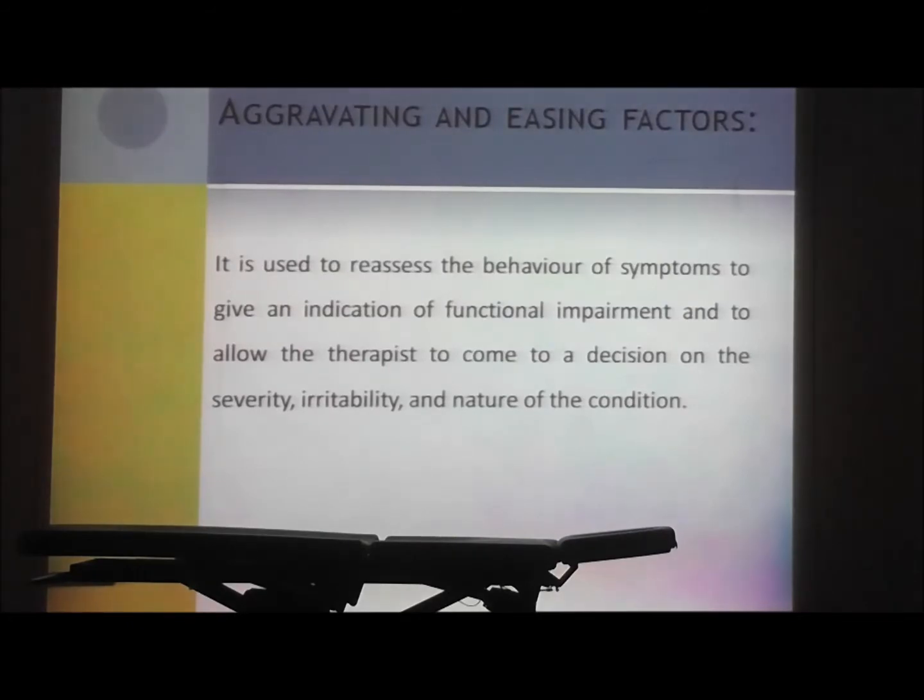Then I will go for the aggravating and easing factors. Aggravating and easing factors are very important. Why? Because maybe they guide you to the problem. Just imagine that the patient told me, what makes your neck worse? He told me that if I just type on the computer I feel more pain. Do you think this is a facet joint or a disc? What do you think, guys?